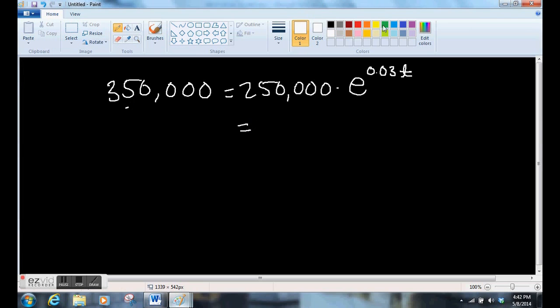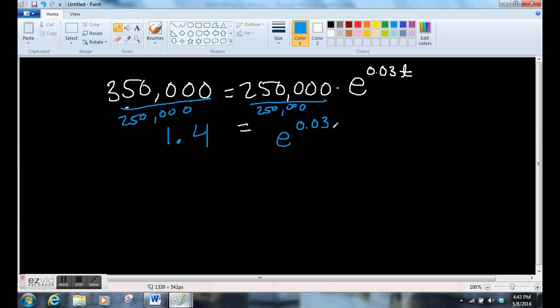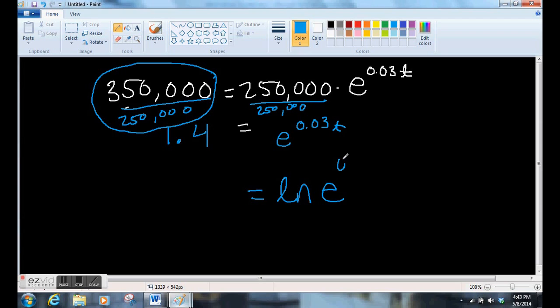So the first thing you can do is get rid of this 250,000. Divide everything by 250,000. Divide this side by 250,000. Exciting, isn't it? What's going to happen? 350,000 divided by 250,000 is 1.4. Equals e to the 0.03t. Now we have 1.4 equals e to the 0.03t. The way you get rid of this e is you take the natural log. You just go back and forth between natural logs and raising to the e to get rid of these various things.